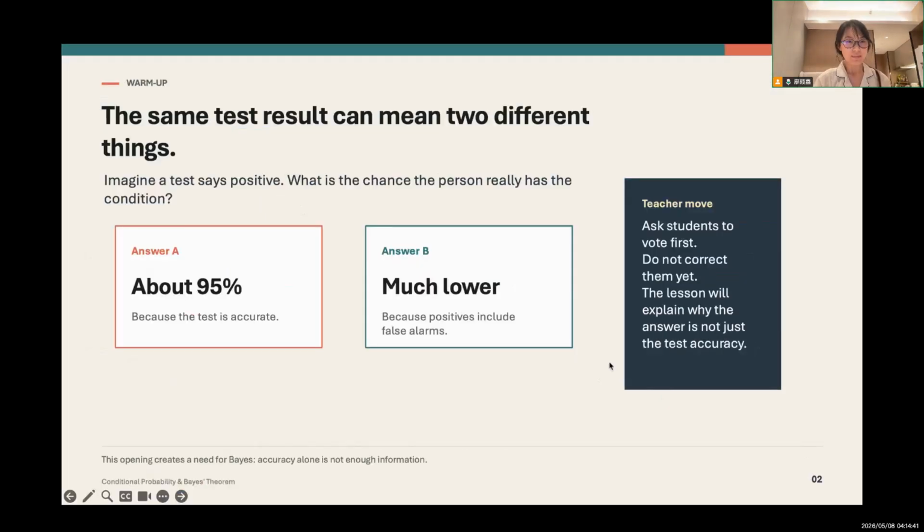Okay. Let's begin with a quick question. Imagine a test says positive. What is the chance that the person really has the condition? On the slide, answer A says about 95% because maybe the test is very accurate. And answer B says much lower because positives can include false alarms. If you were my students in class, I would ask you to vote now. Please choose A or B in your mind. Do not worry about being wrong. The question is designed to feel a little bit tricky.